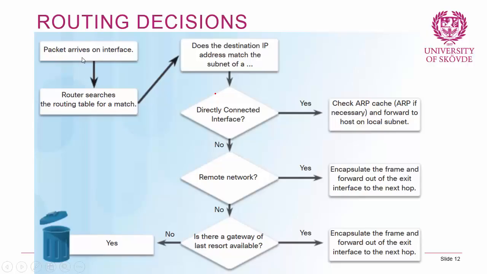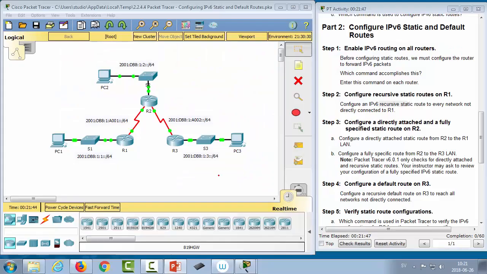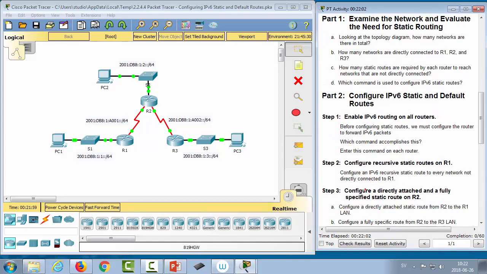So we have our Packet Tracer assignment here. And what we're essentially going to do is an IPv6 configuration demonstration. You can go do the IPv4 version on your own for practice and training. So we're going to begin by going through all three routers.